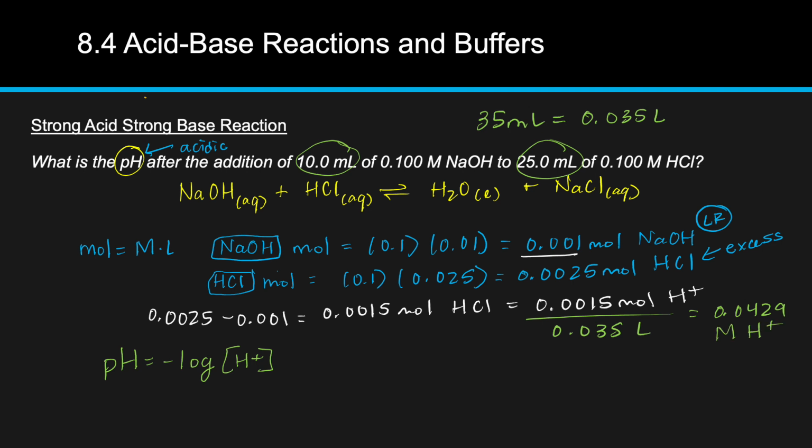So now that I have that, I can solve for pH. So negative log of the concentration of H plus, which is 0.0429. And that is going to give me a pH of 1.37. And that is my final answer.